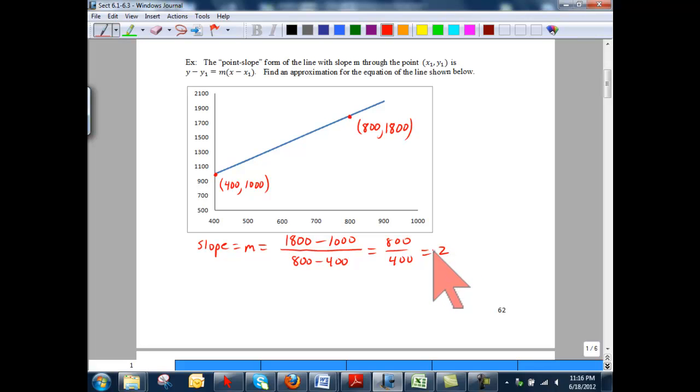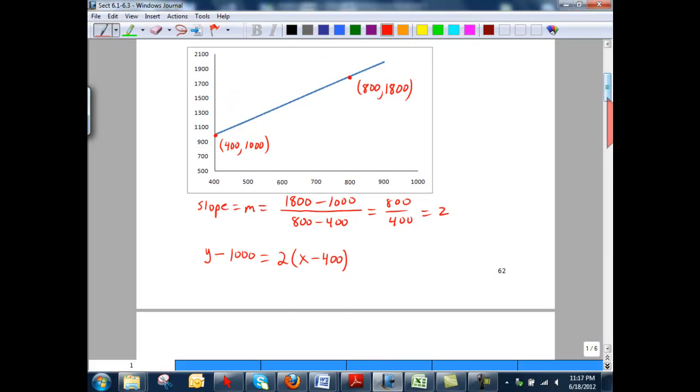And now, again, I don't have to find the y-intercept, and in fact that would take a little work in this problem. All I need is the coordinates of a point on the line, and I have a couple of choices. I could use either of these 2 points. If I choose, say, this point, then the equation of the line is y minus the y-coordinate of a point on the line, 1,000, equals m, that's the slope 2, times the quantity x minus, and now the x-coordinate of the same point on the line that I used before, 400. So here is an equation of the line.